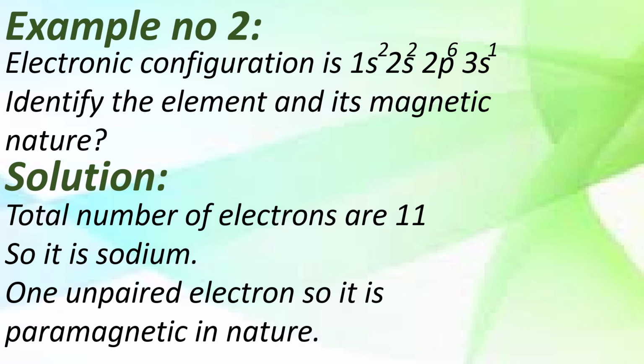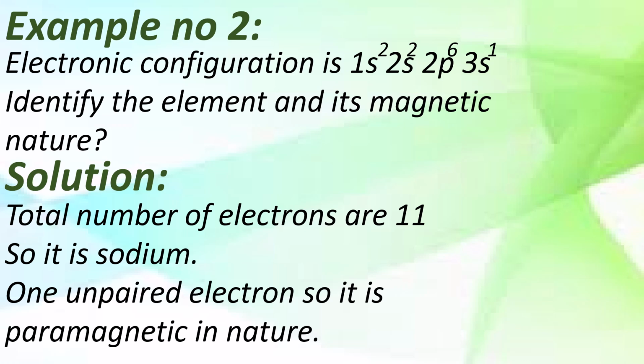Solution. First we will calculate total number of electrons. 2, 2, 6, 1, it becomes 11 electrons. And number of electrons are 11. So in a neutral atom, proton numbers are also 11. So it is sodium, because sodium has 11 protons and 11 electrons. Now we have to find its magnetic nature. One unpaired electron, so it is paramagnetic in nature, that is weakly attracted by magnetic field.